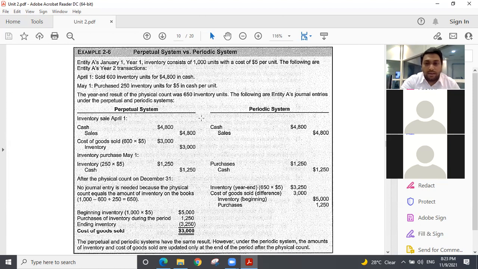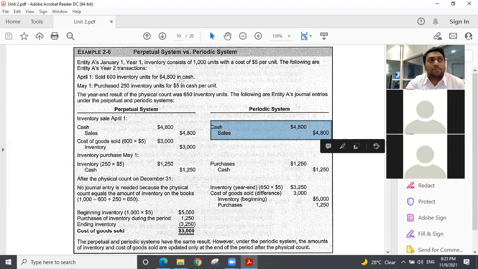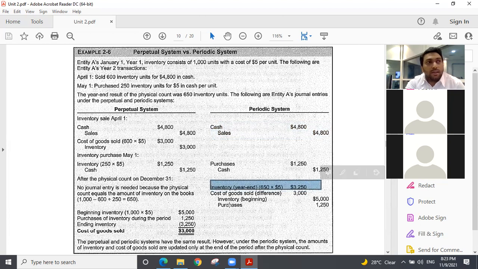So yeah, the entry in the periodic system is very simple. When you sell, cash account up to sales, 4,800 into 4,800. Then when you have a purchase, that is purchase account up to cash. And at the year end, what you have to do, you will take the physical count of the inventory. Okay, and you know what is a beginning inventory, right? You know what is a purchase account. You will close the purchase account, and the difference value is the cost of goods sold. Clear? So that is a periodic system.